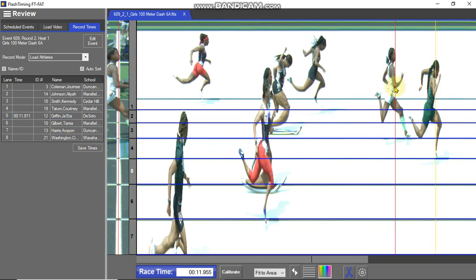we'll see her time. We'll go to lane 4 here. We'll go to lane 2 and lane 3.